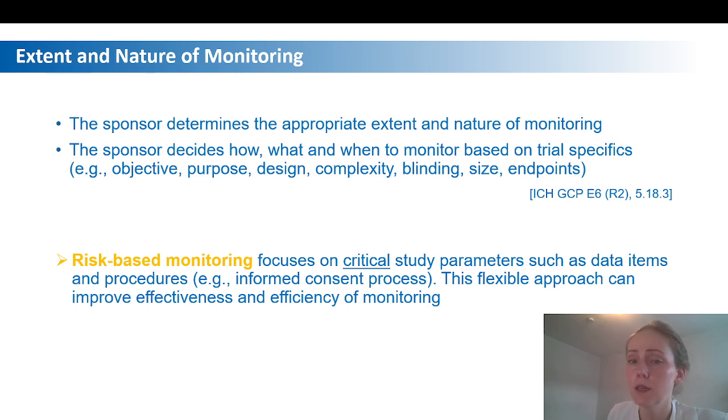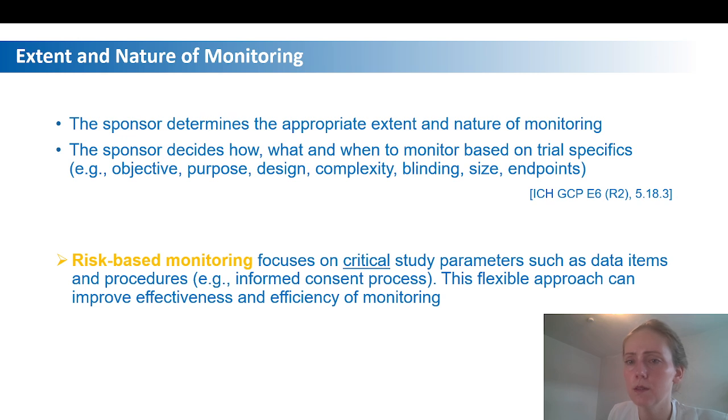First of all, it is the sponsor's responsibility to determine the exact extent and nature of monitoring. It needs to be decided how and when monitoring should be done and what aspects of the trial should be looked at. This decision is based on the characteristics of the individual trial, such as, for example, its objective, design, complexity, size, or endpoints.